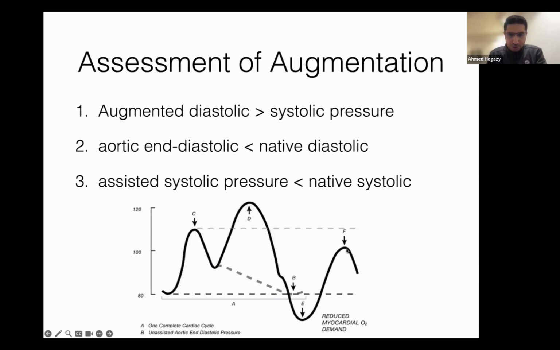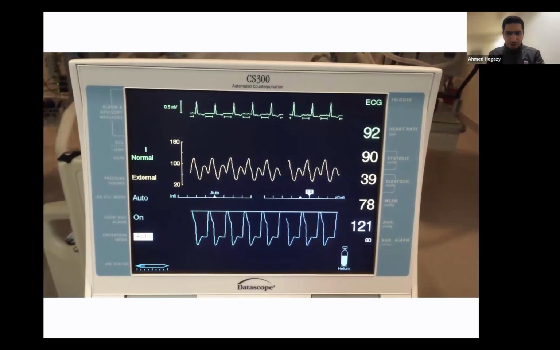So the balloon pumps actually reduce your systolic pressure. Your augmented or assisted systolic pressure will be lower than your native systolic. So these are the 3 parameters at the bedside that will tell you that this balloon pump is augmenting and it is doing what it's supposed to. So let's look at this here.